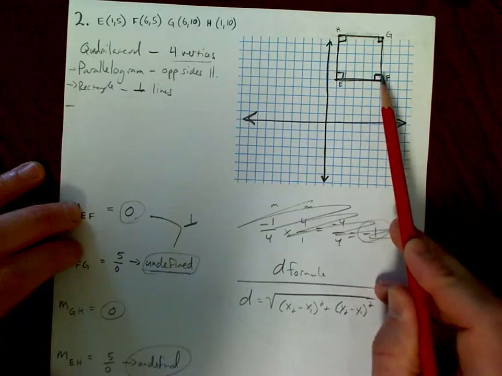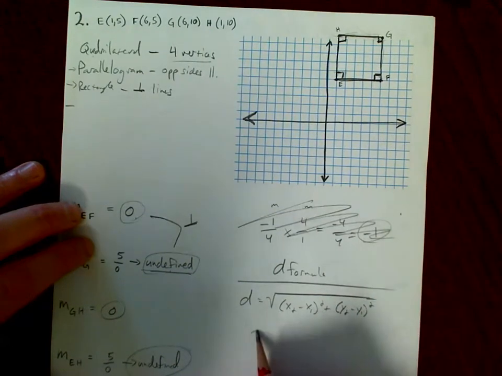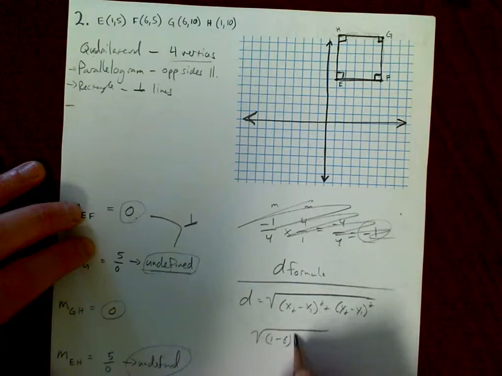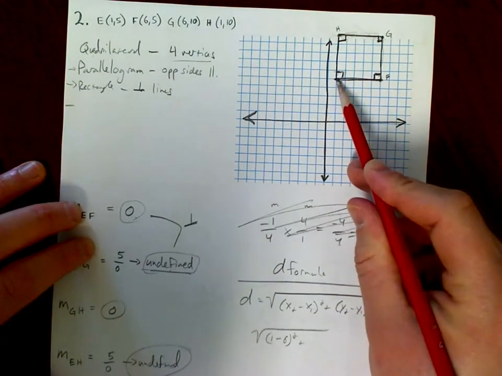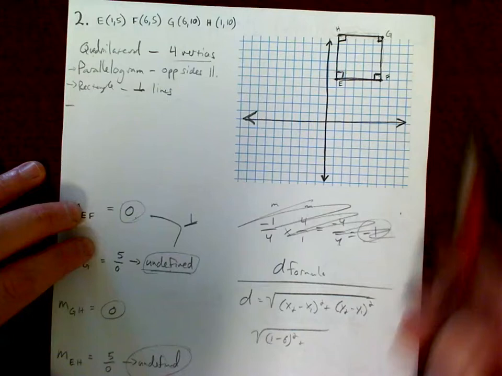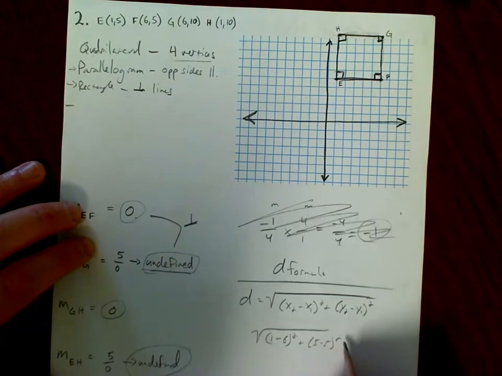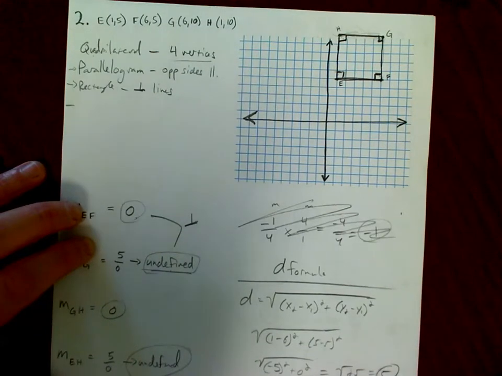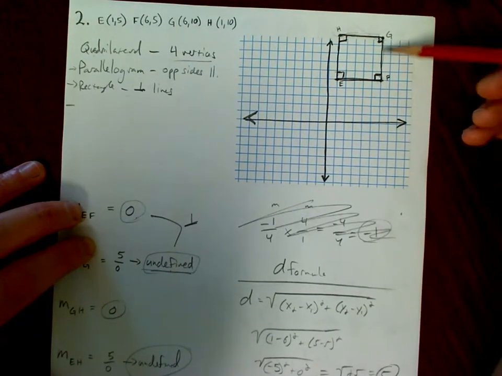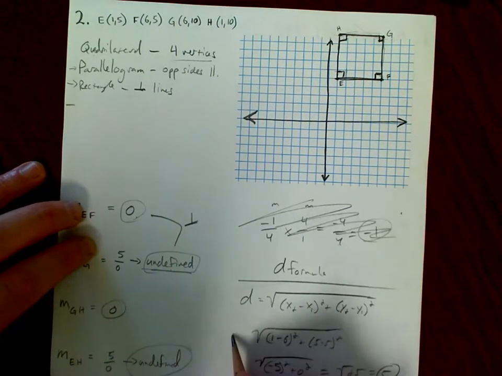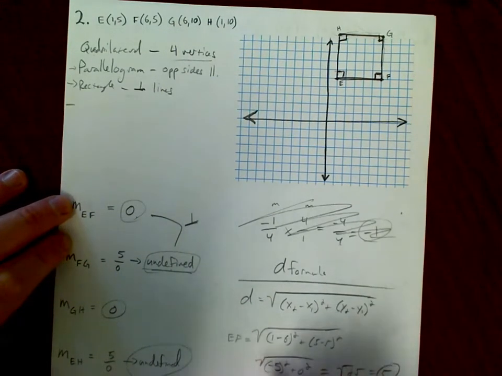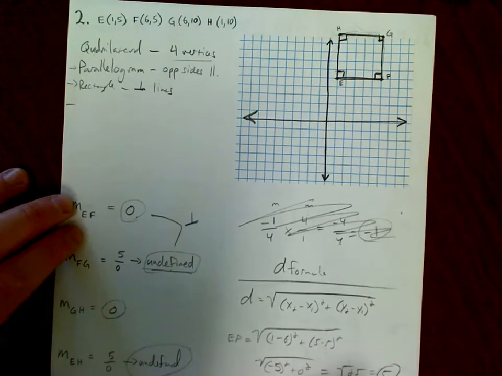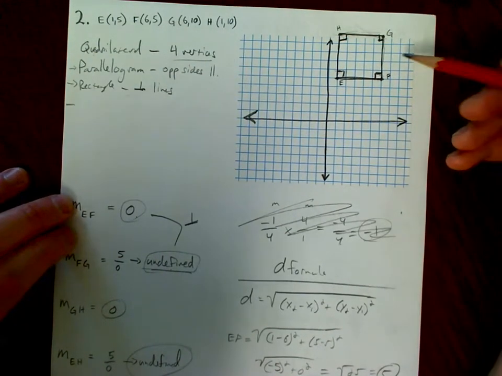So the x here is 1. The x there is 6, so it would be 1 minus 6 squared. And then the y here is 5. The y here is 5, so 5 minus 5 squared. So I end up with the square root of -5 squared plus 0 squared. So that's square root of 25, which is 5. And then the distance here, GH. So this, that first one, sorry, was EF. And now GH, I basically get the same thing.